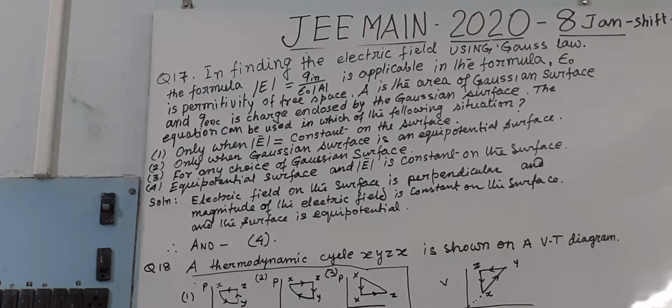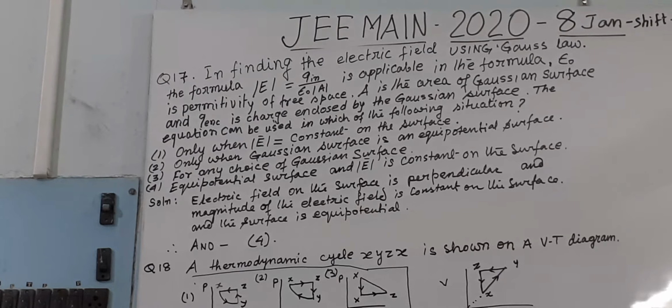In finding the electric field using Gauss law, the formula E equal to Q enclosed divided by epsilon naught mod A is applicable. Epsilon naught is the permittivity of free space, A is the area of the Gaussian surface, and Q enclosed is the charge enclosed by the Gaussian surface. The equation can be used in which of the following situations?